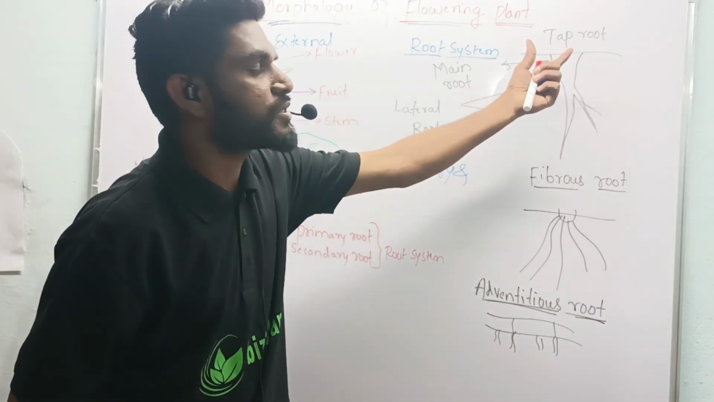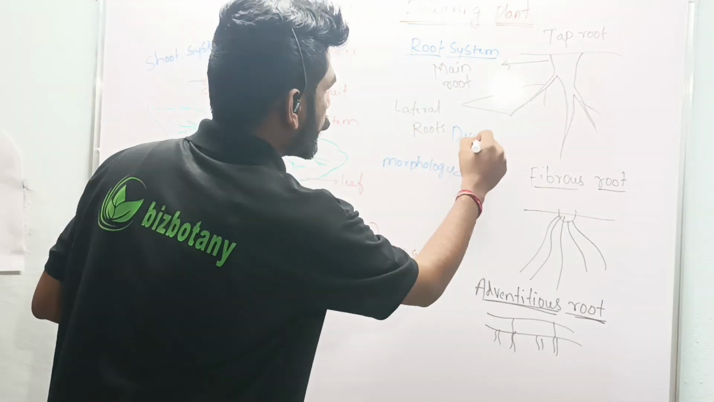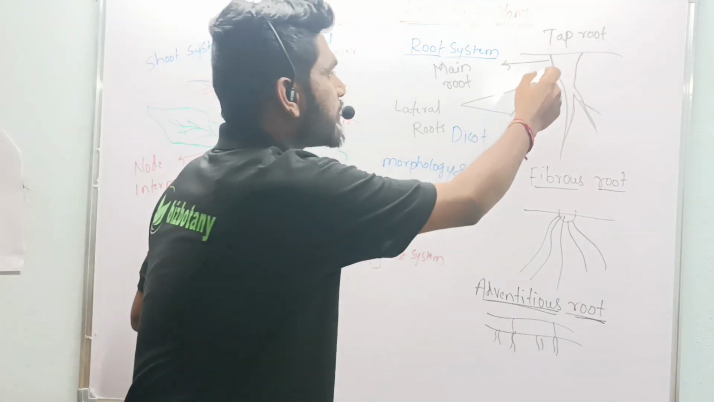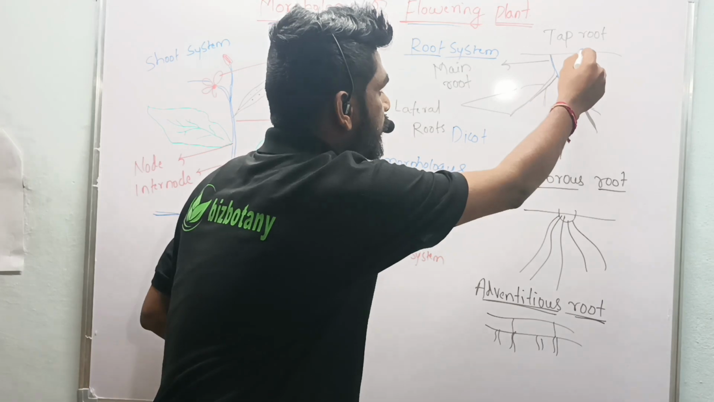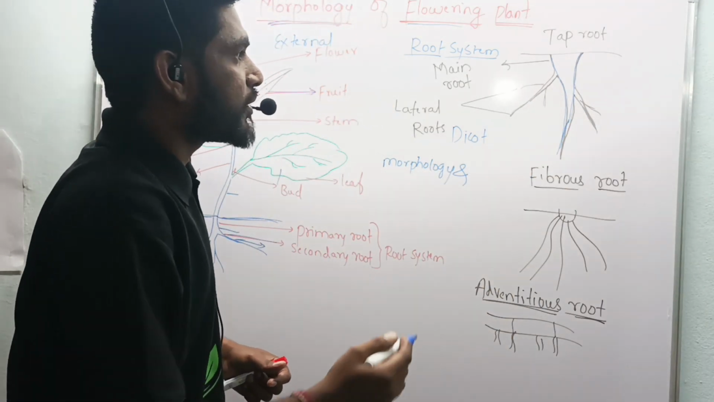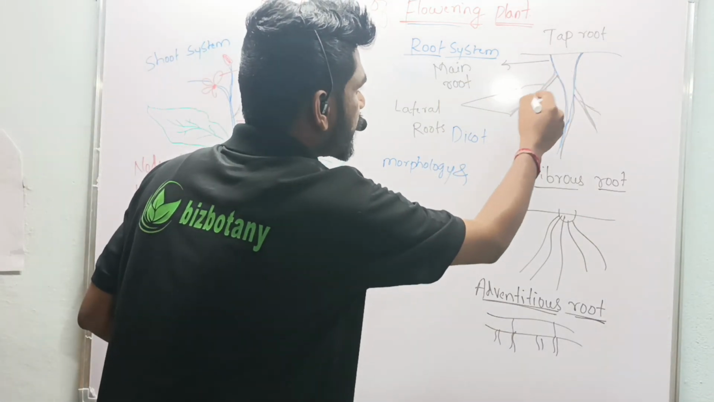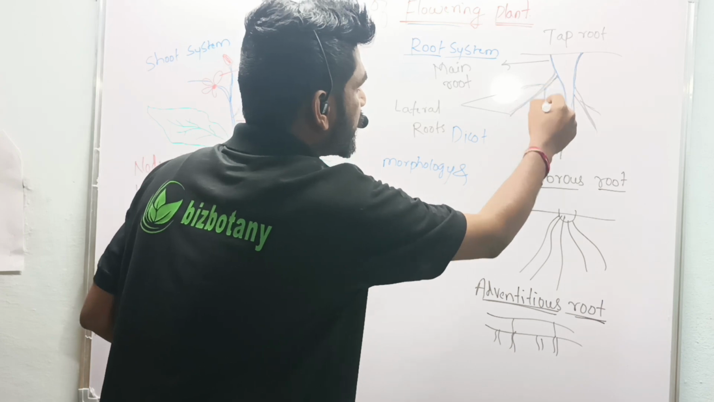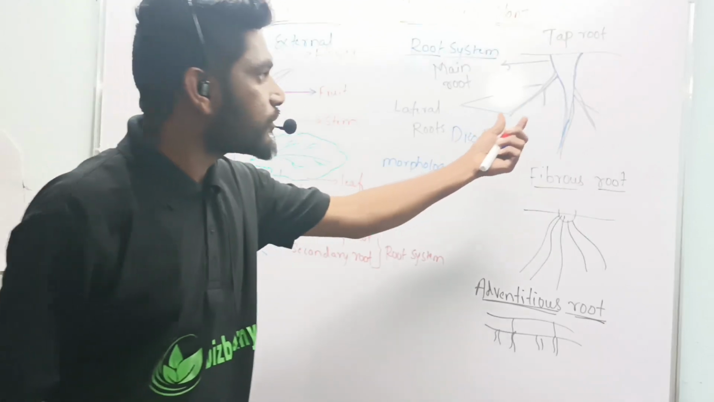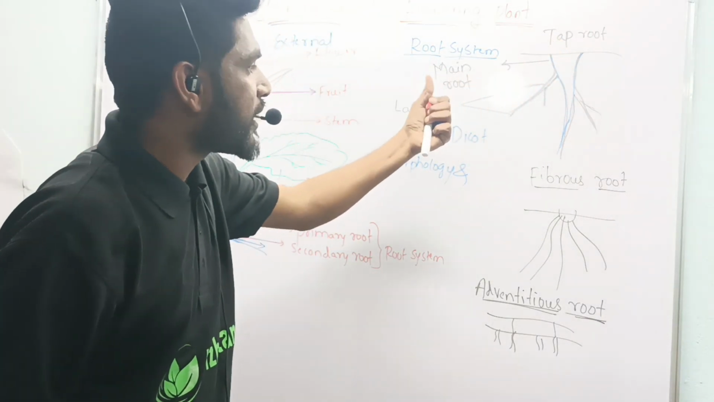The first one is the taproot system. This system is present in dicot plants. In dicot plants, the radicle directly grows into a primary root. This primary root has lateral roots, which we call secondary and tertiary roots. The primary root with the other lateral roots is called the taproot system. It is present in dicot plants.